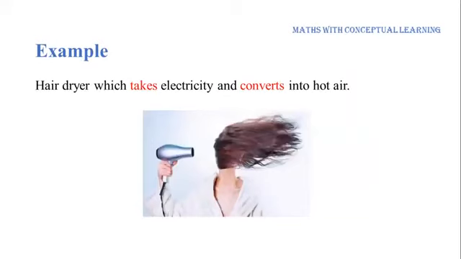We can take another real life example, a hair dryer, which takes electricity and converts it into hot air. Electricity is the input which we are providing to the hair dryer and the output is in the form of hot air.